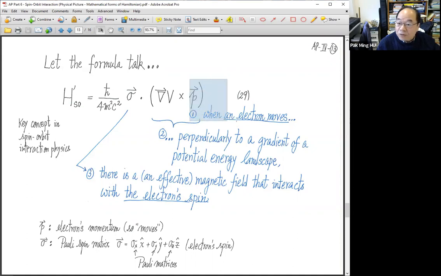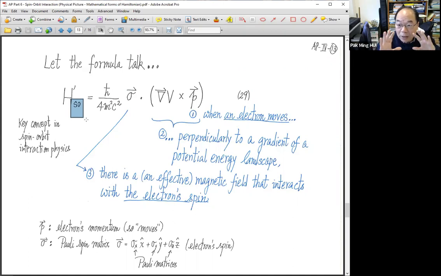when the electron moves, therefore it has a linear momentum perpendicularly that will give rise to a non-zero cross product to the gradient of a potential energy landscape, then it will give rise to a magnetic field proportional to this grad V cross P that interacts with the electron spin. And that is the essence of spin-orbit interaction. Okay?